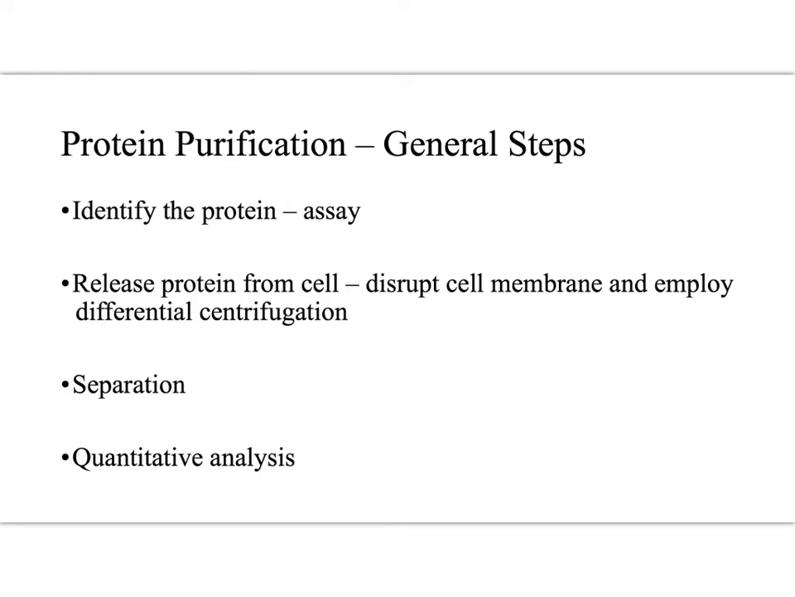So getting into this idea of protein purification, there are some general steps that we are going to explore as we move through. First, we're going to talk about identifying the protein itself. And the way that we identify the protein of interest is through an assay. So we'll talk about the assays here in a second. Once we identify the protein or identify the fact that the protein's present, then we want to take that protein and we want to release it from our cell. And the way that we do that is we actually have to disrupt the cell membrane and extract that protein out. So oftentimes what's used is a technique called differential centrifugation. And again, we'll get to more details on that in a second.